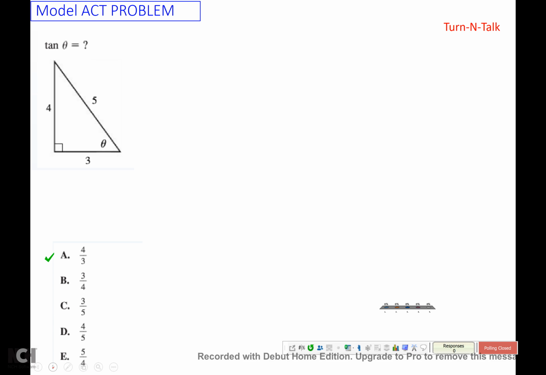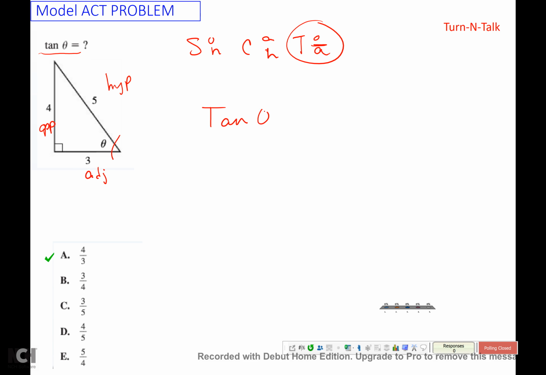And hopefully you got 4/3. Okay, when they want tangent, just automatically think of TOA. And that'll remind you that tangent is opposite over adjacent. Label your triangle from wherever they put theta. This would be opposite of theta. This would be adjacent to theta. This would be the hypotenuse. So tangent of theta is opposite, which is 4, over adjacent, which is 3.